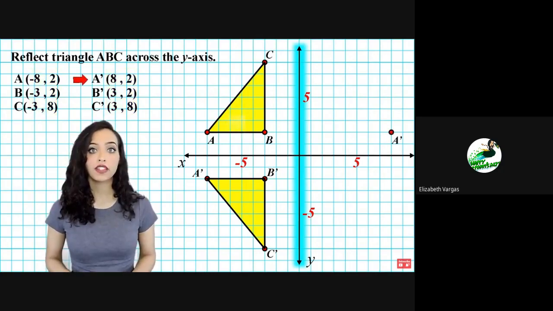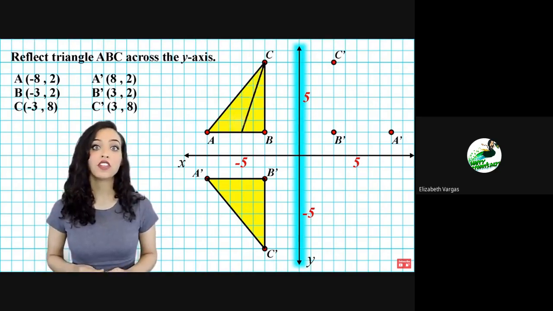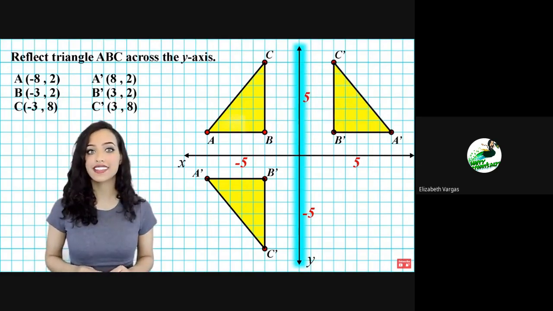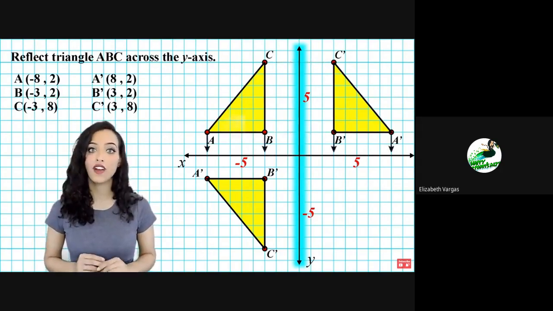Point A is going to be reflected to +8, +2. Point B is going to be reflected to +3, +2. And point C will be reflected to +3, +8. All right, now we have the location of our new points. We can reflect our triangle across the y-axis. We can see that the y values of the reflected objects are exactly the same, but the x values are opposite.